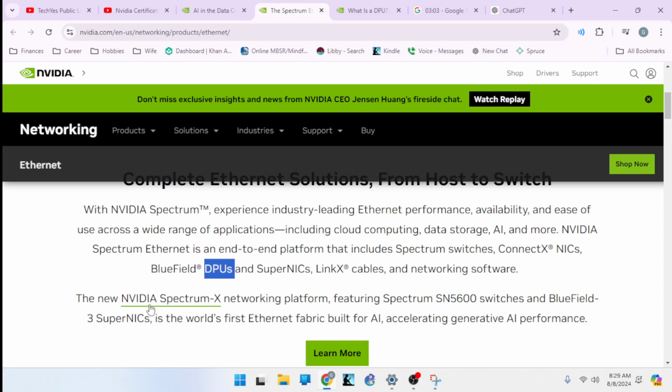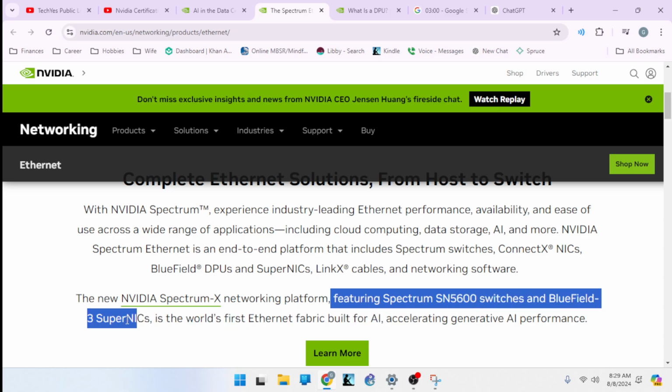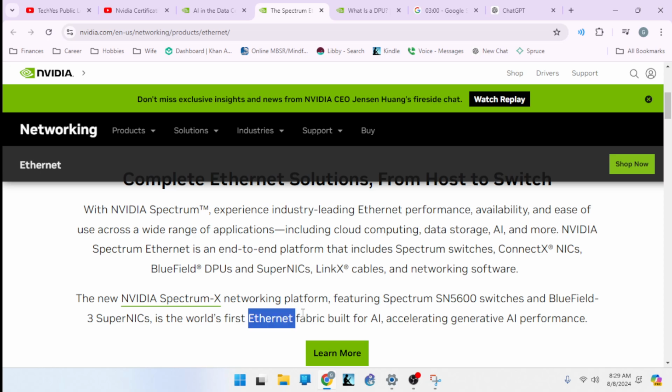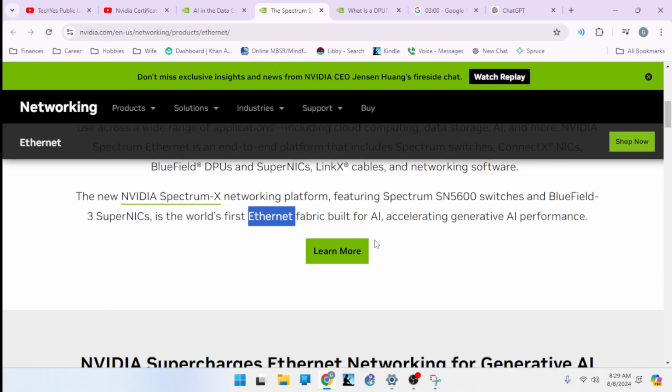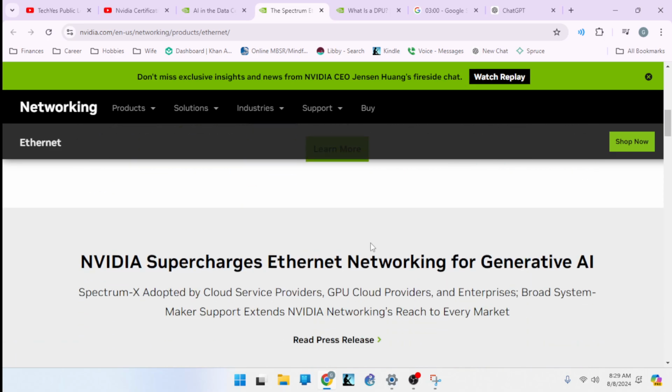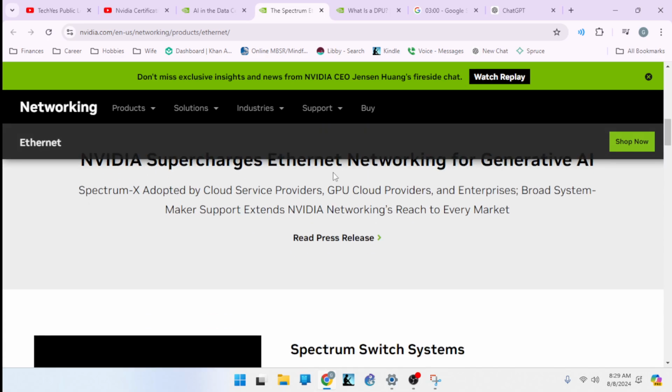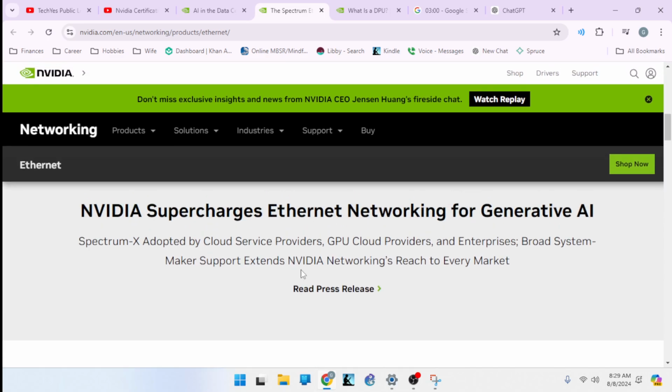The new Nvidia Spectrum-X networking platform featuring Spectrum SN5600 switches and BlueField-3 SuperNICs is the world's first Ethernet, and it's Ethernet, that's important, fabric built for AI, accelerating generative AI performance. So you don't necessarily need to learn InfiniBand because Ethernet is being developed for this use case.